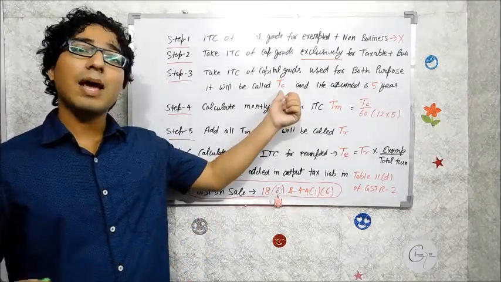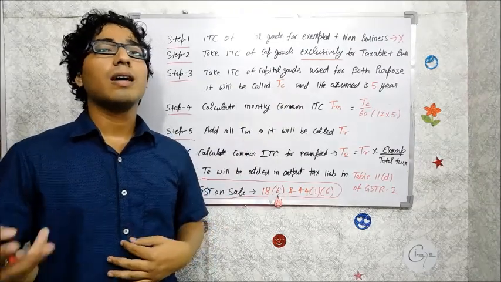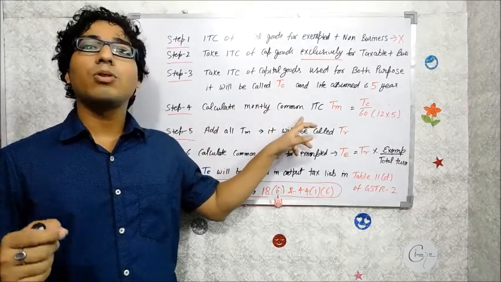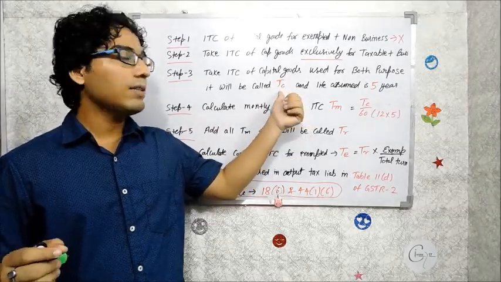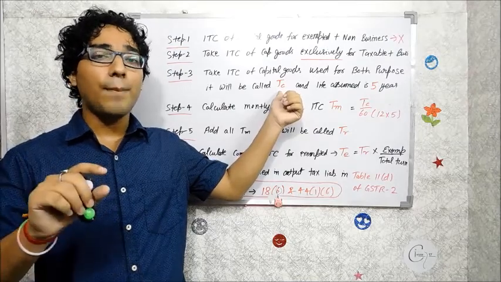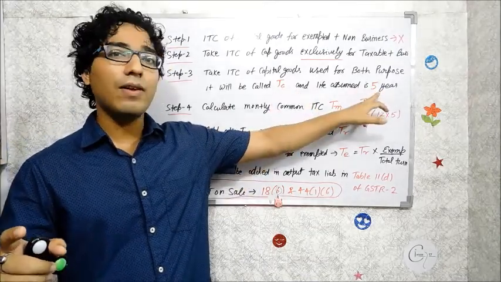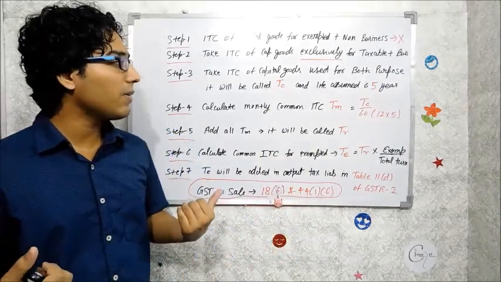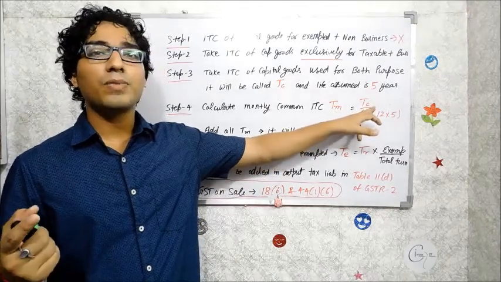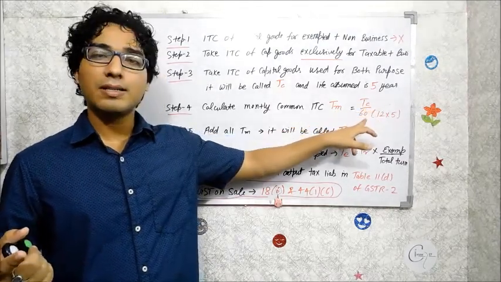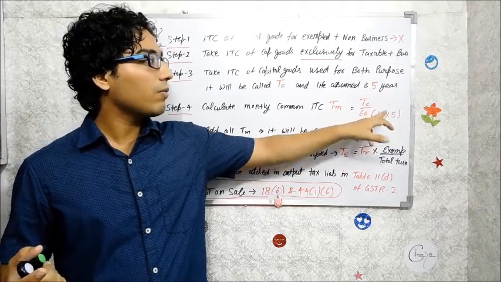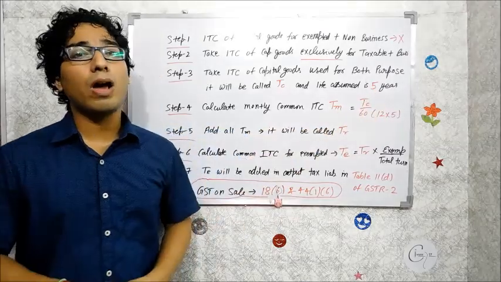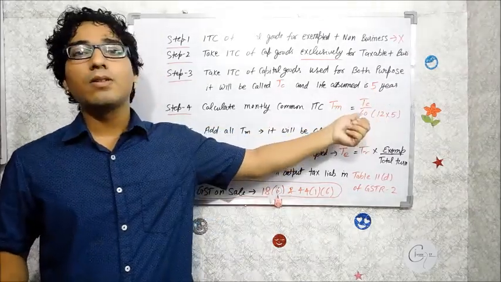Now you know that Tc is the amount of the input tax credit used for both taxable as well as exempted supply. The next step is to calculate the monthly input tax credit, because Tc is the full input tax credit of the capital goods, and the life of the capital goods is 5 years. How will you determine it? Monthly input tax credit can be determined as per the formula Tc divided by 60. Why 60? Because the life is assumed by the law to be 5 years, and in 1 year there are 12 months, so 12 into 5 is 60 months.